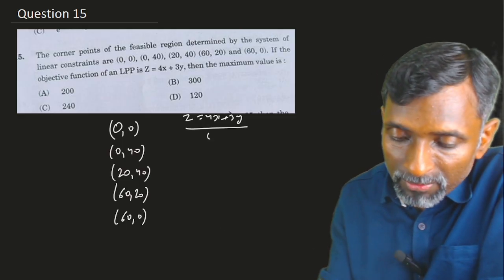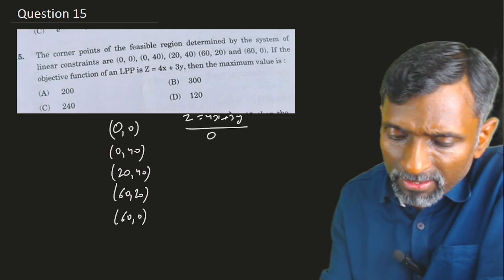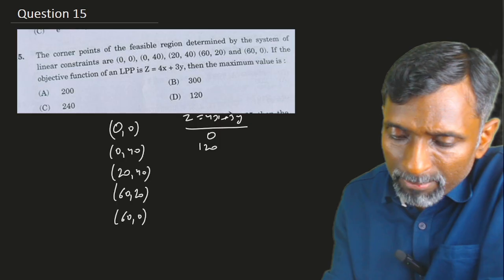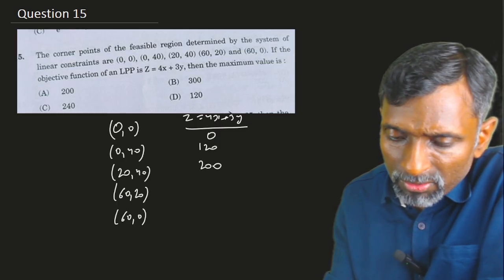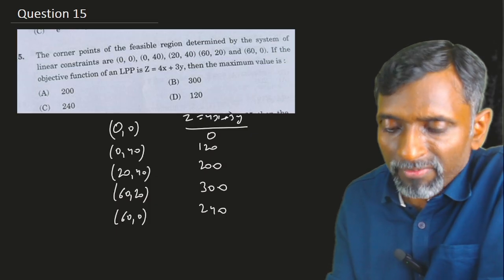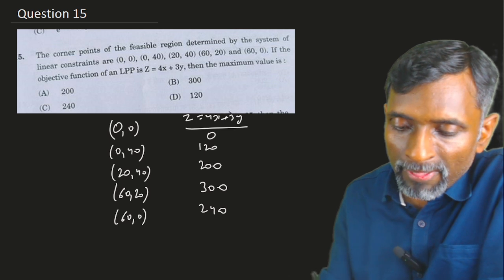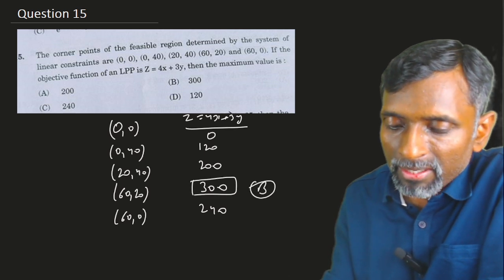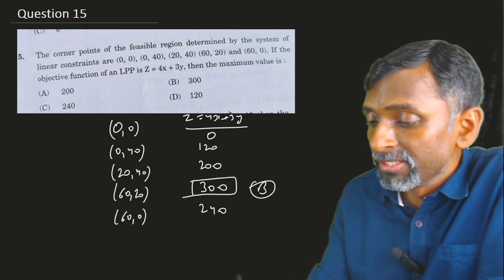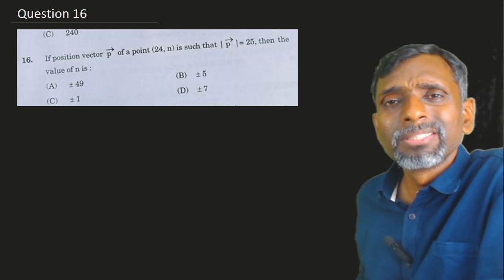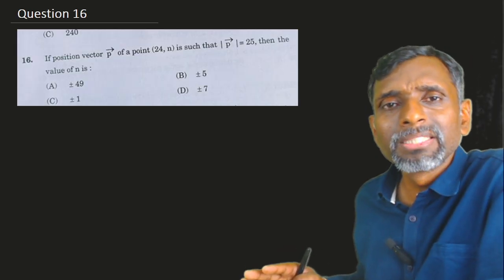So if we are substituting the values, it is 0, it is 120, this can be 80 plus 120, it is 200, this is 240 and plus 60, 300, and this is 240. You can see the maximum value is what? 300 at the point (60, 20). So we can say option B is the correct answer, right? It's a very simple LPP question. Now you are seeing the multiple choice questions are very simple.